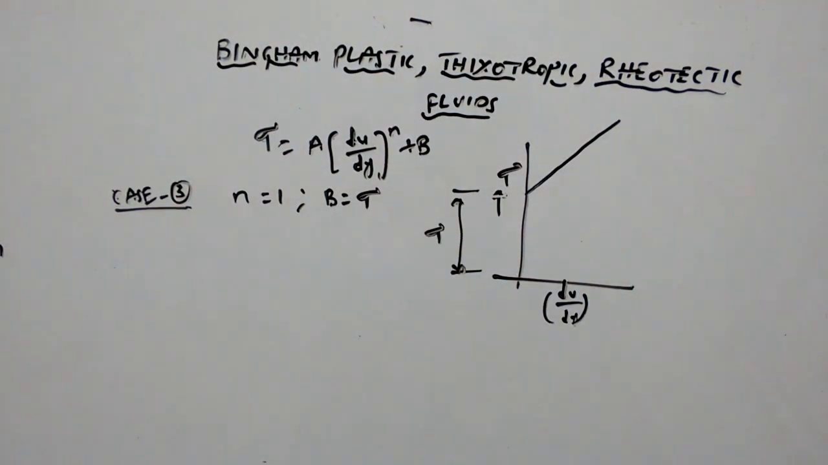So thixotropic fluids means, thixotropic fluids are the fluids which are the time dependent fluids. Means the dynamic viscosity may increase or decrease with respect to the time. If it increases with respect to the time, then it is classified under thixotropic fluids. If the dynamic viscosity decreases with respect to the time, then such type of fluids are classified under rheotactic fluids.